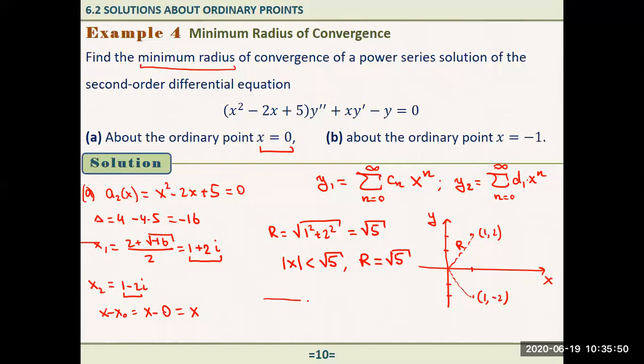So that means that on the number line, if you pick the series centered at 0, that is minus square root of 5, and here we have square root of 5, right? If you just pick any point from this interval, actually these two series will converge, okay? That's it. How about part B? It says to find the minimum radius of convergence of a power series solution of the second order differential equation about the ordinary point x equals negative 1.